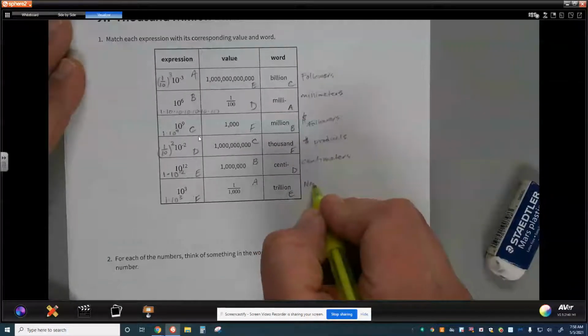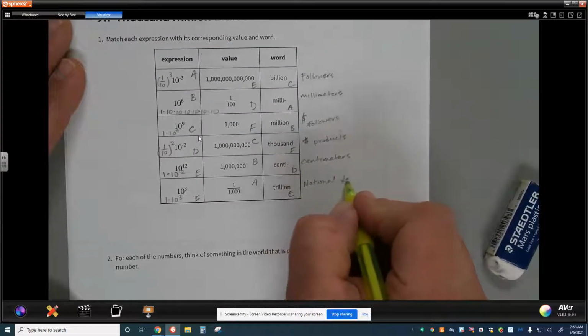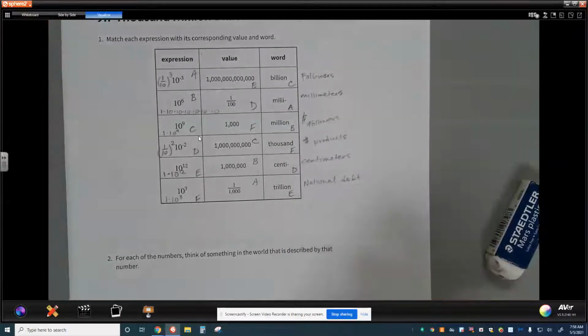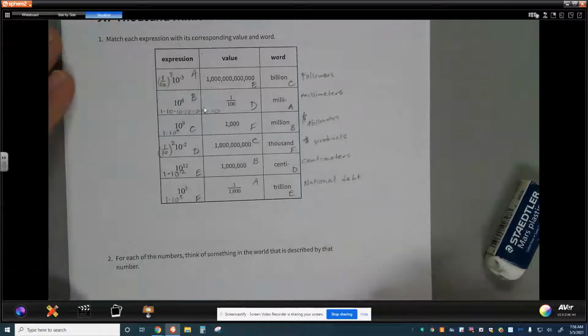Trillion, national debt. Not a lot of things get up into those values of the trillions, but that's a spot where we can definitely think about real world numbers that describe those numbers.